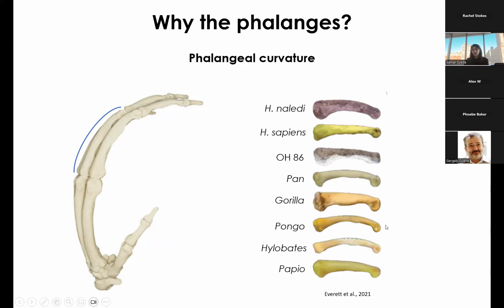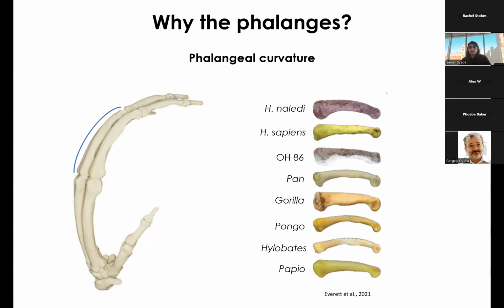So orangutans are the most curved, humans are quite flat, and then gorillas and chimpanzees are somewhat in the middle, with chimpanzees having greater curvature because they're more arboreal than gorillas.